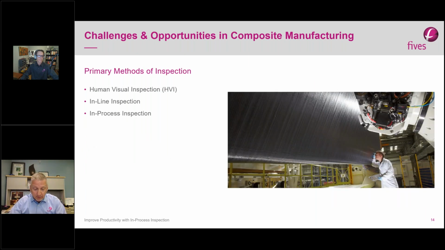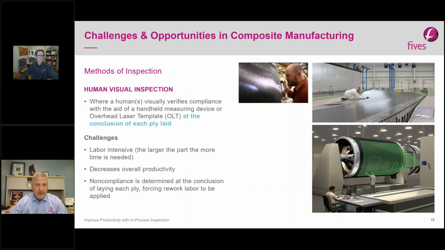So how do we identify them? Today there are 3 primary methods of identifying or inspecting. The first one is human visual inspection, we'll call HVI. There's inline inspection, I'll call that ILI, and then there's in-process inspection, which is IPI. So first is the human visual inspection, self-explanatory.